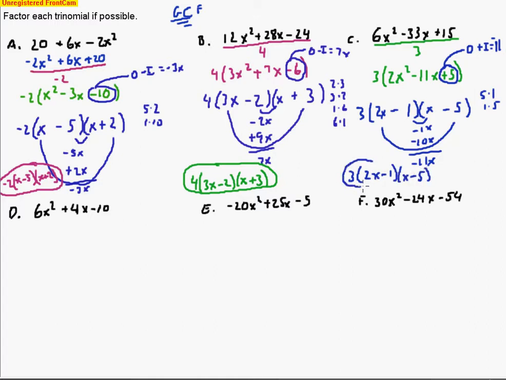So let's move on to the next problem. And this one here, we've got a 6x squared plus 4x minus 10.